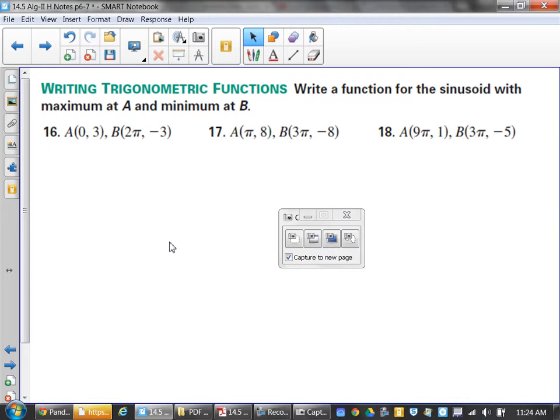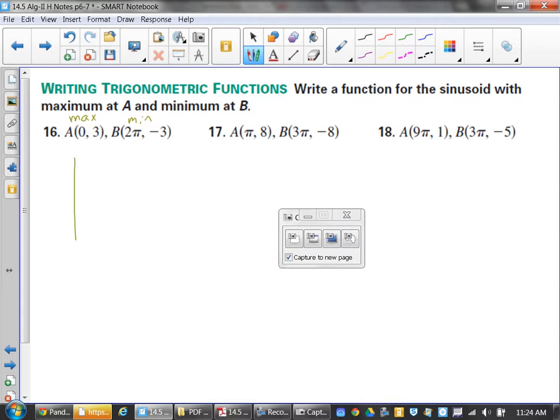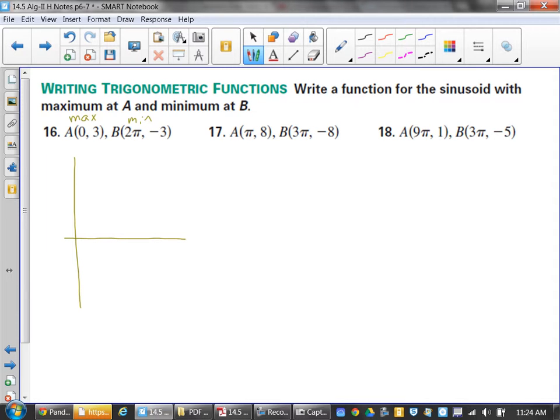Section 14.5 is writing out the equation if I'm just giving you a maximum and a minimum. Third hour realized that this was even easier than using a graph because there's not a lot there to mess you up. So what we're going to do here is read it and say that your maximum's at A, your minimum's at B for all of these problems. So this being a max, this being the min, what I'm going to do is just do a rough sketch of the points themselves, because then it's very easy to identify sine versus cosine and everything else.